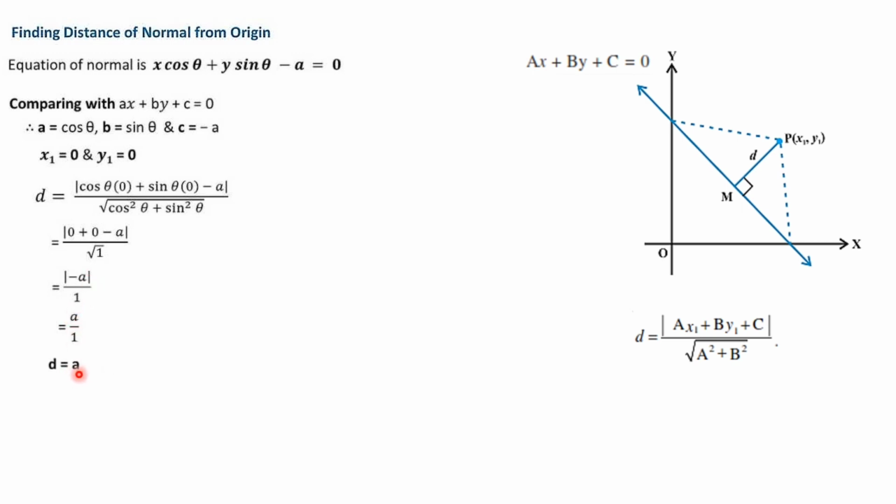So the distance we have got is a, it is a constant. So d is equal to a constant. The distance we have got is a constant. So it is the proof. That is what we were asked to prove. Hence the distance of the normal from the origin is a constant.